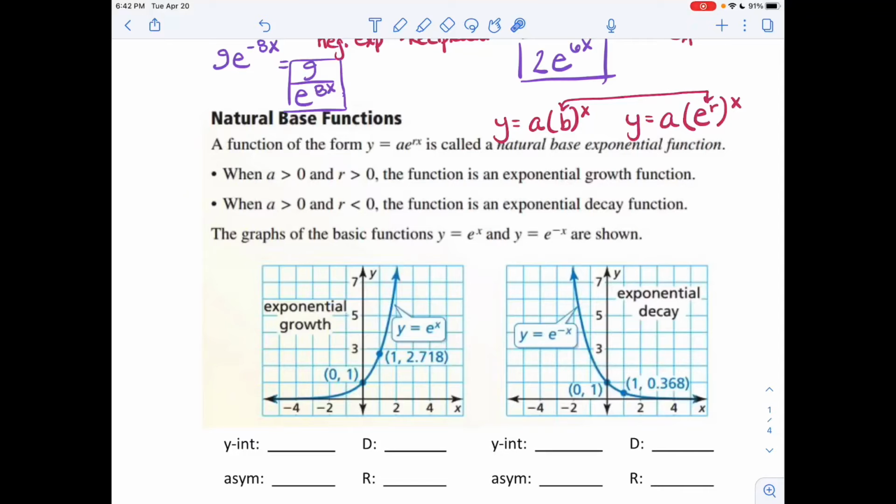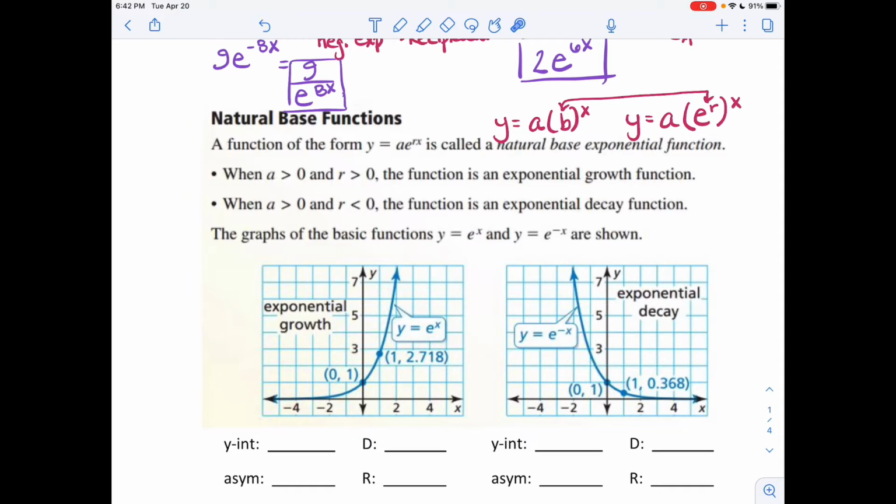This is the natural base exponential function. Y is equal to a times e raised to the rx power. This is a similar format to our basic exponential function that we learned last time. Y is equal to a times b raised to the x power, but instead of b, which remember before was either a 1 plus or a 1 minus r, now we have e raised to the r power instead of b.